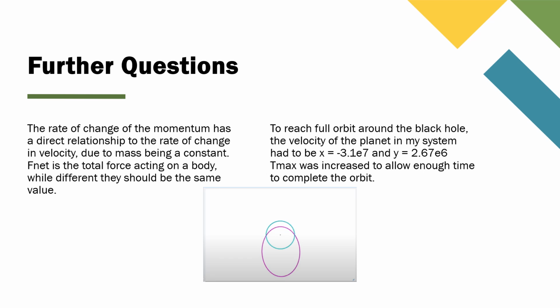And then second question, if I wanted to reach full orbit around the black hole instead of escaping it, the velocity of the planet in my system had to be x is negative 3.1 e to the 7, and y 2.6 e to the 6. I also had to increase the time interval to allow enough time to complete the orbit, and this was done in the GlowScript code, and then this visual appeared.